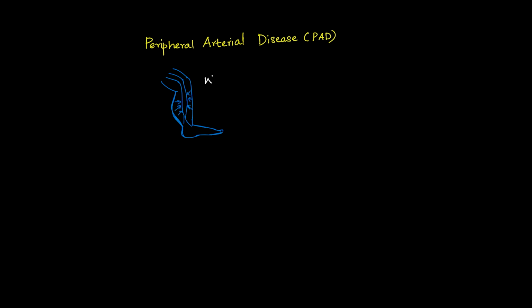This question presents a classic pattern you need to recognize immediately. Cramping leg pain with walking that goes away with rest, cool pale feet, diminished pedal pulses, and a history of atherosclerosis. That's peripheral arterial disease with intermittent claudication. Intermittent claudication is the hallmark symptom of PAD.